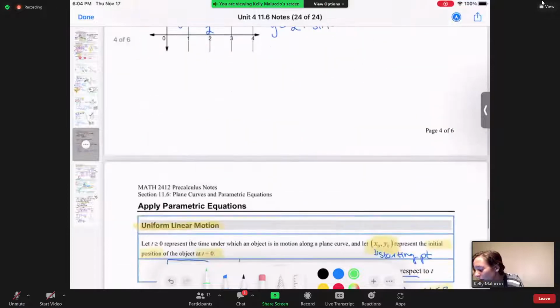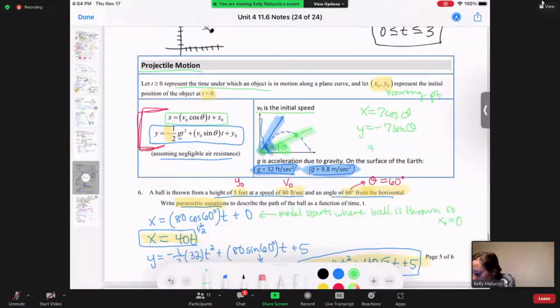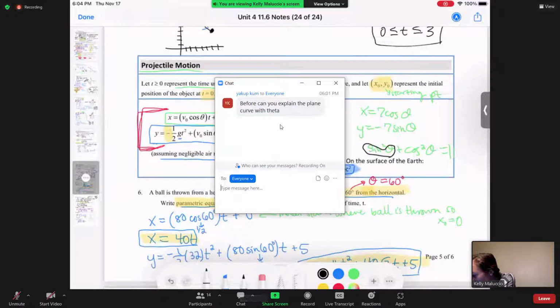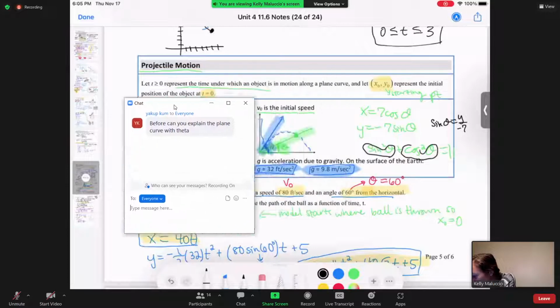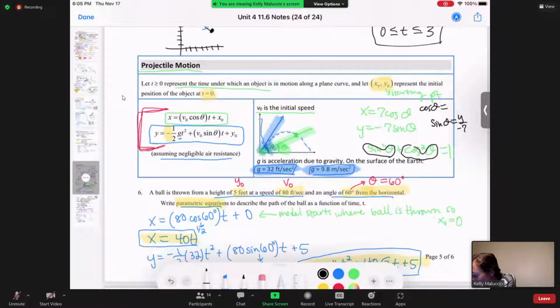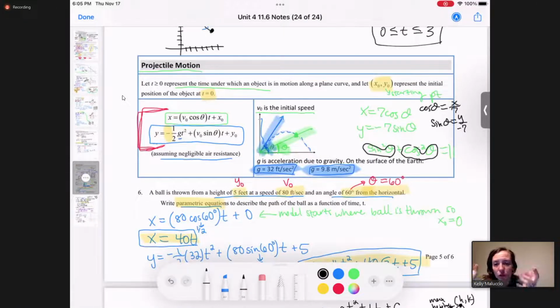So for this problem that you just explained, you're going to do the same thing where you use sine squared theta plus cosine squared theta equals 1. And you'll replace sine theta with y over -7, right? And you'll replace cosine theta with x over 7. Then you'll square it, multiply both sides by 49, and you'll get an equation for a circle. Does that make sense? Yes.